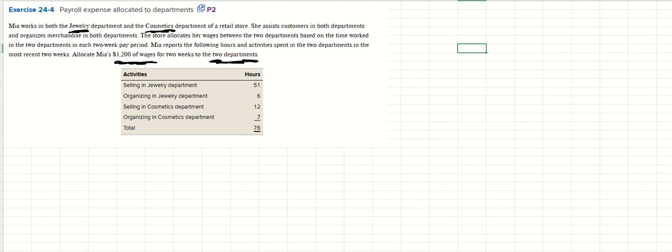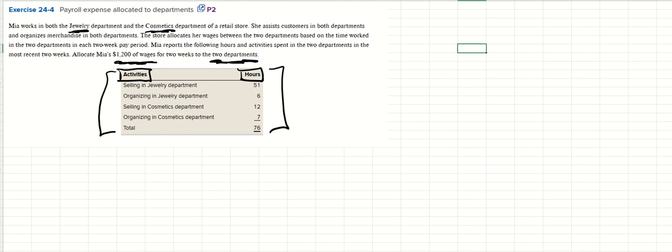Part of the wages is going to be allocated to the jewelry department, and the other part is going to be the cosmetics department. So let's see if I can zoom in here so you can see better. Okay, so it looks like an employee earned $1,200 of wages for 2 weeks' worth of work, working in two different departments, the jewelry department and the cosmetics department. The data here gives us what the employee did in those departments, the activities, and also the hours spent in those departments.